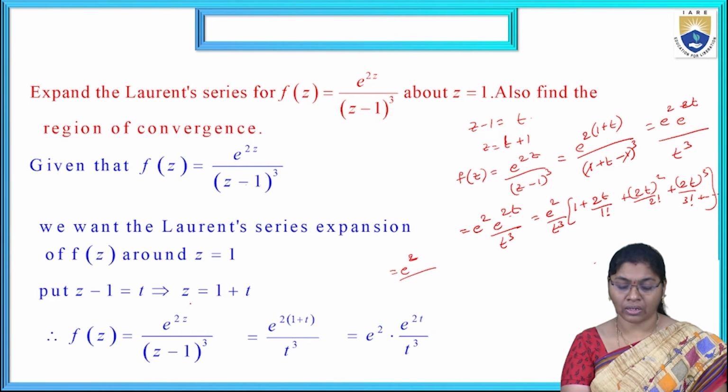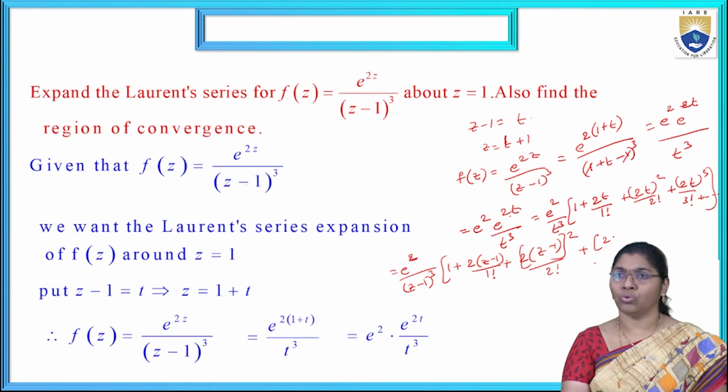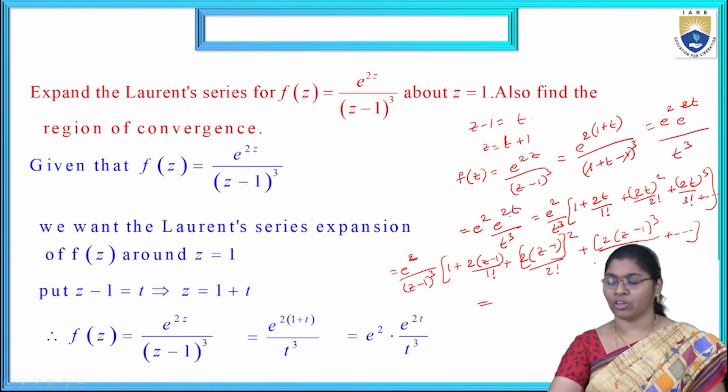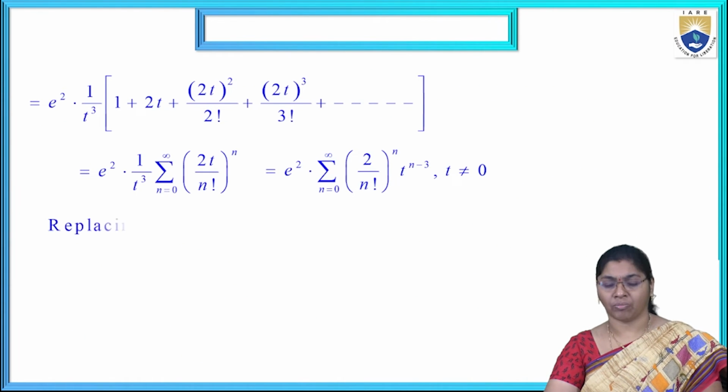Here t is nothing but z minus 1. Then (z-1)³ into 1 plus 2(z-1)/1! plus (2(z-1))²/2! plus (2(z-1))³/3! plus and so on. That is the final expansion of the given Laurent series expansion. Okay, this is the complete expansion.